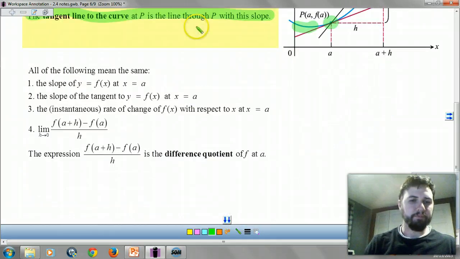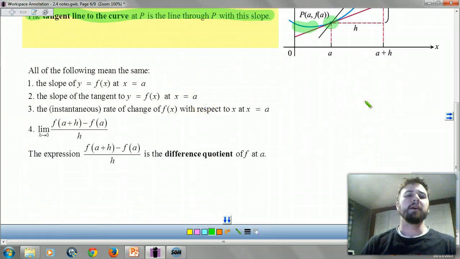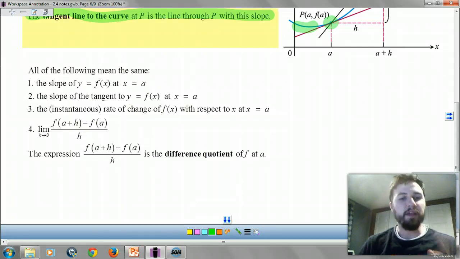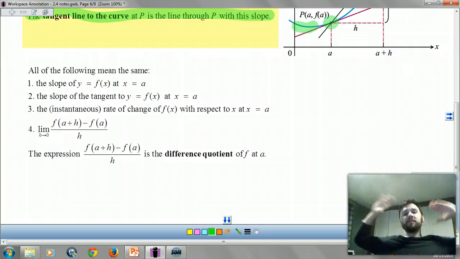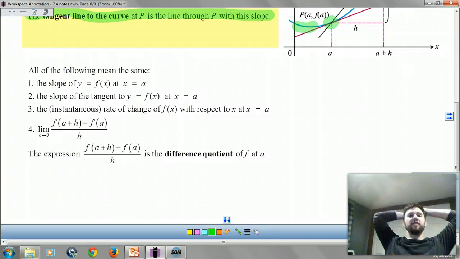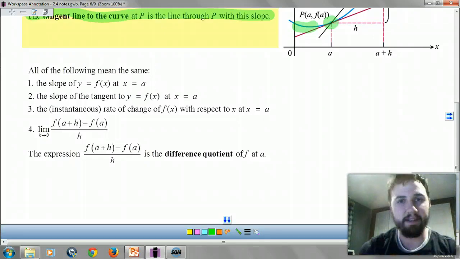Well, anyway, some things to keep in mind. The slope of y equals f of x at x equals a, the slope of the tangent to y equals f of x at x equals a, and the instantaneous rate of change of f of x with respect to x at x equals a. These are all saying the exact same thing, because the tangent is your instantaneous rate of change, which is your slope at that given point.